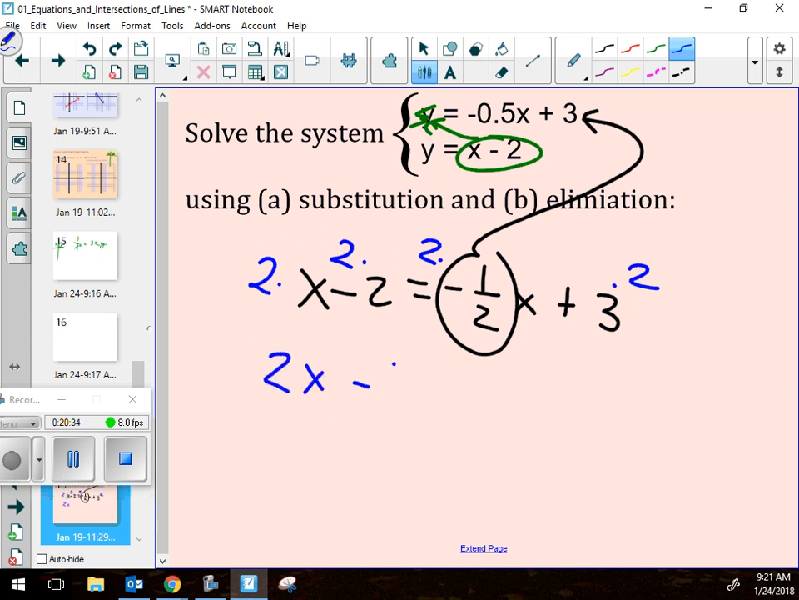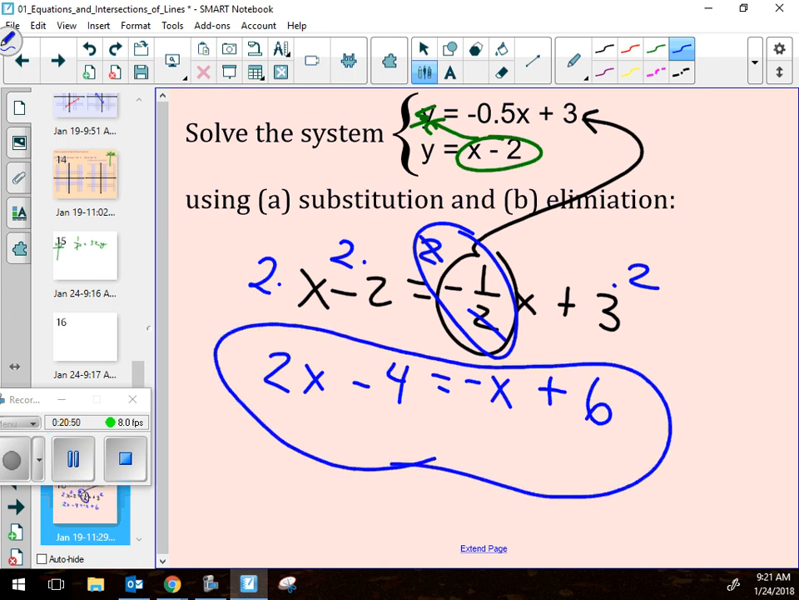2x minus 4 equals, what is 2 times negative 1/2? The 2's cancel and you have negative x, or negative 1x, plus 6. And now if you can't solve that one, I'm scared for you, because that's basic algebra. Solve from there. See what you get for x. You've got variables on both sides. If you were lost up till this moment, just take this and solve it right now, please. And then check with the kid next to you and see if you get the same x equals.